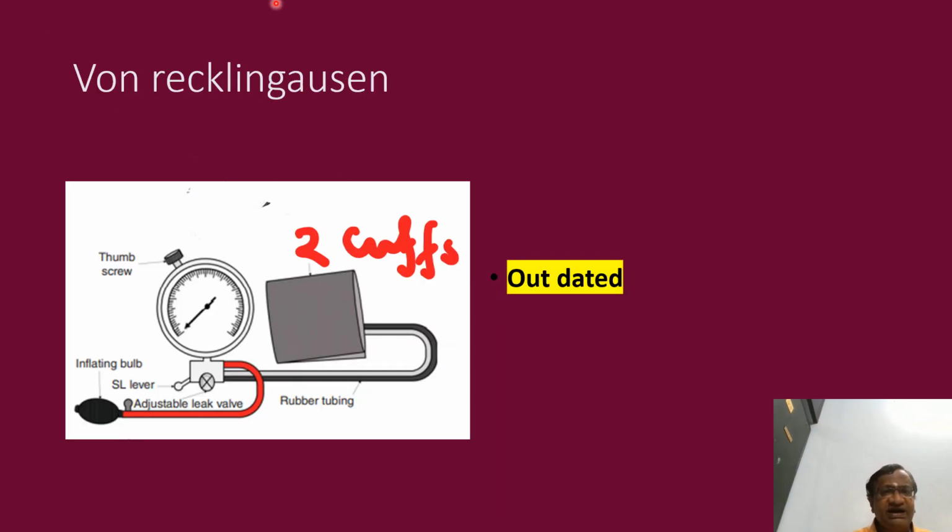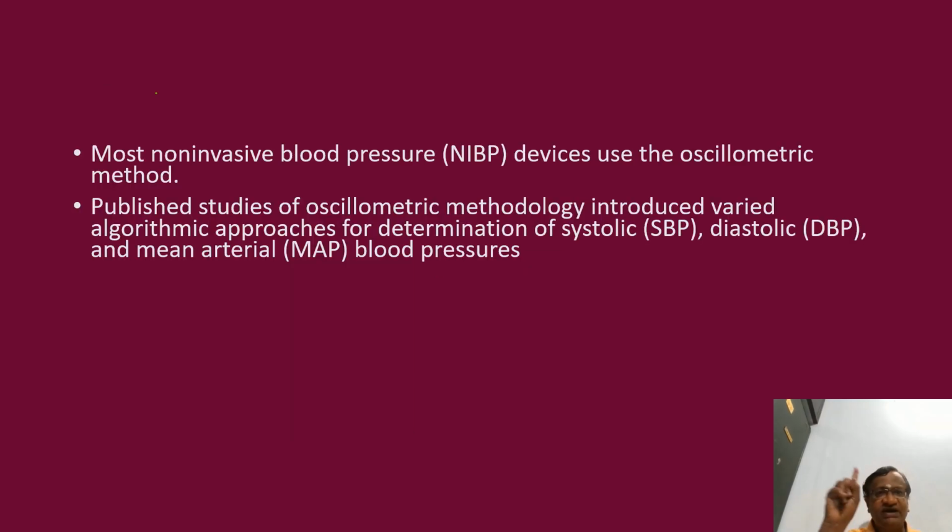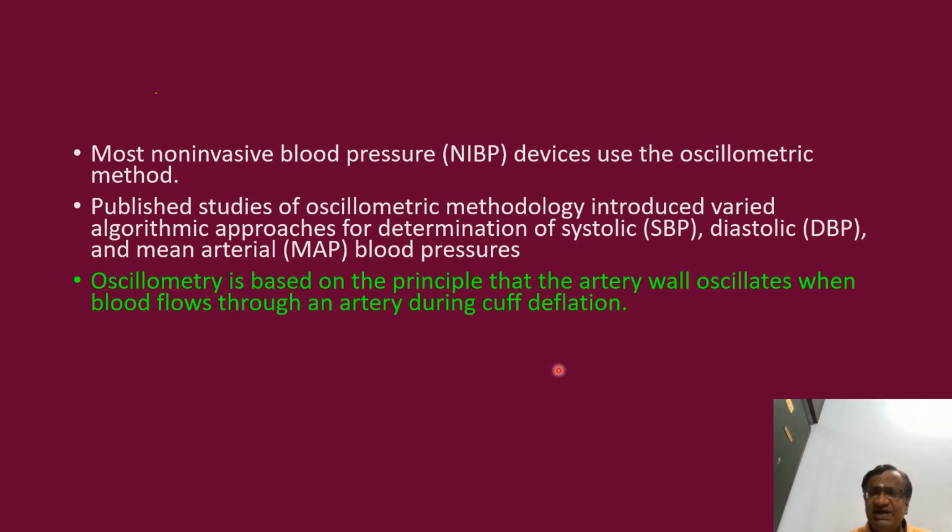Previously, there was Riva-Rocci's method with two cuffs. Here we give pressure, and this will go here, and this will come here, and it will sense. This is outdated now. Now we have only one cuff. Use the oscillometric method. What is the oscillometric method? Oscillations are detected, picked up, and made into digital forms. It is based on the arterial wall oscillating.